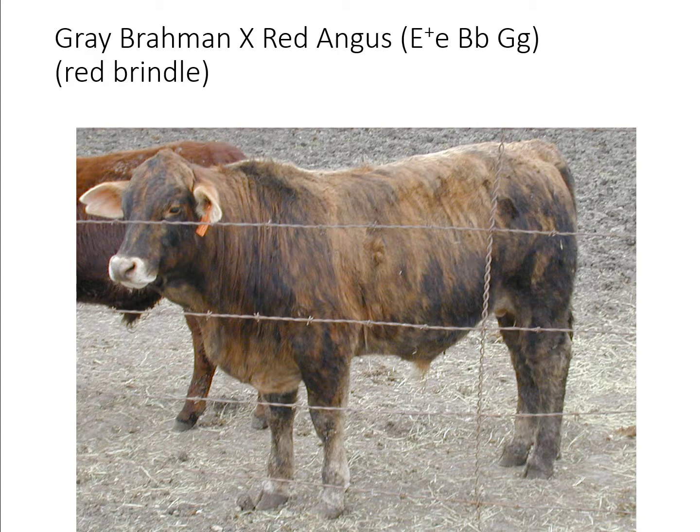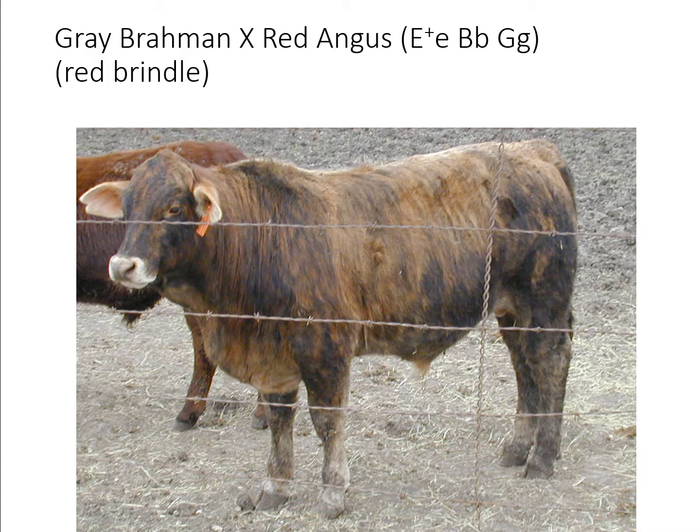So here we have a gray Brahman red Angus cross. We have E+ from our Brahman, a big B from our Brahman, and then a little g from our Brahman, and then from our Angus we have a little e, a little b, and a big G. Whenever you have an animal that's heterozygote, big B, little b, and the most dominant allele at the extension locus is either E plus or little e, you can have 3 different colorations.